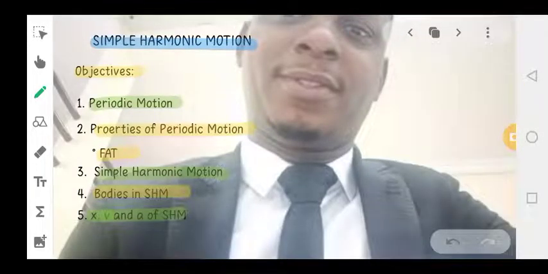So today, we want to look at simple harmonic motion. These are the areas we want to cover in this video. Our objectives are: we want to know what is called a periodic motion, then what the properties of a periodic motion are. Then we go on to what a simple harmonic motion is. Then we look at several bodies in simple harmonic motion. And we look at displacement, velocity, and acceleration of a body in simple harmonic motion.